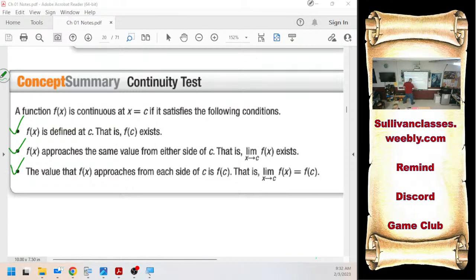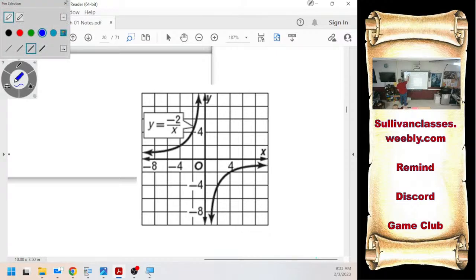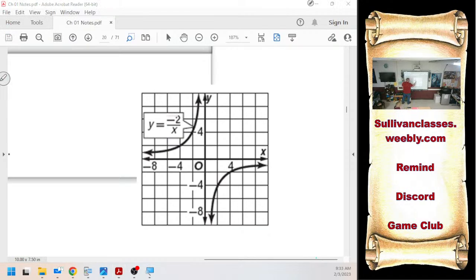So, go over here, example. That's not that graph. They screwed up. Oh, that's -4 over x. Where did I pull that from? Oh.